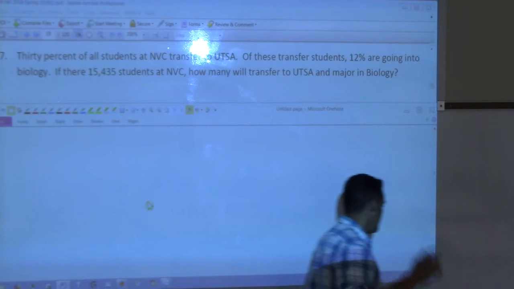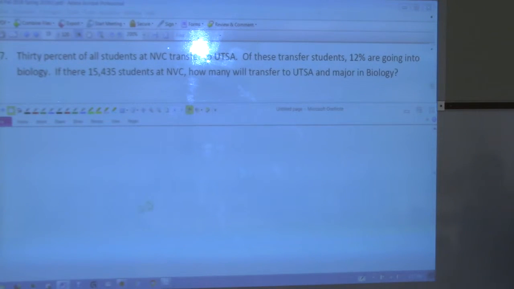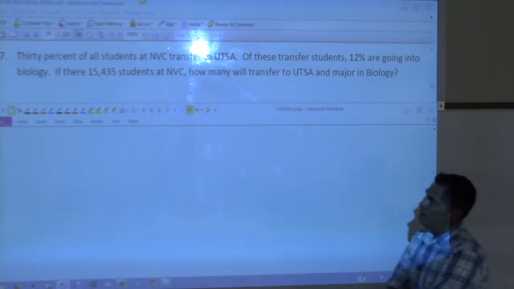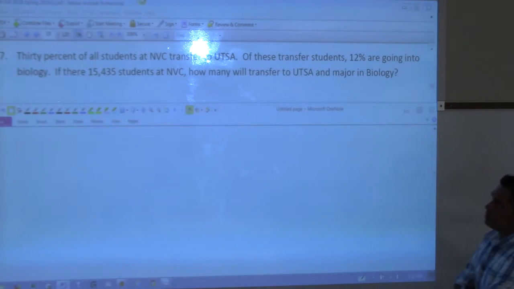I don't know if this data up here is true or not. I don't think it is, but 30% of all students at Northwest Vista College transfer to UTSA. Of these transfer students, 12% are going into biology. If there are 15,435 students at Northwest Vista College, how many of them will transfer to UTSA and major in biology?